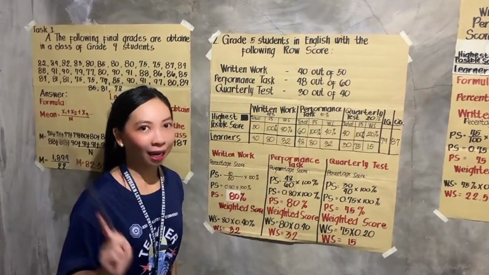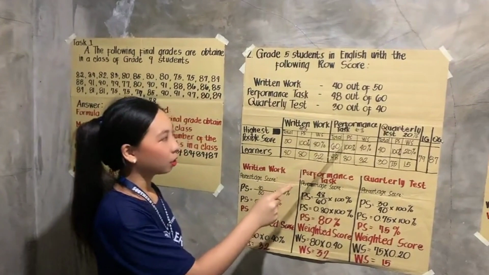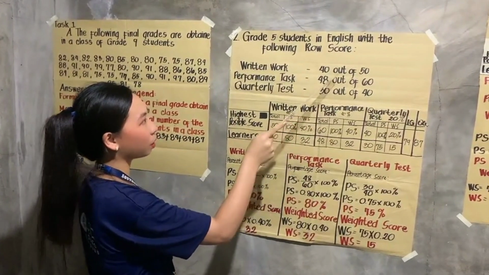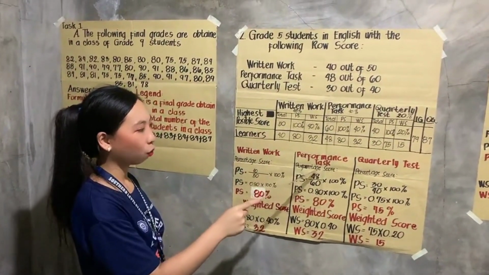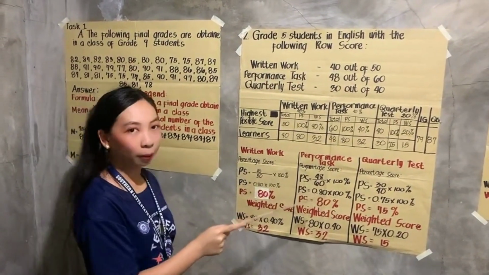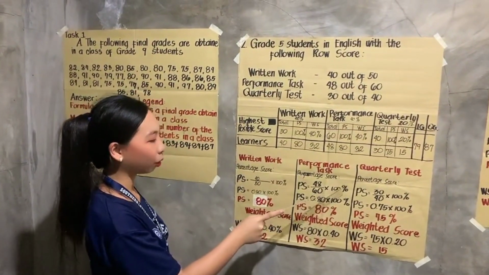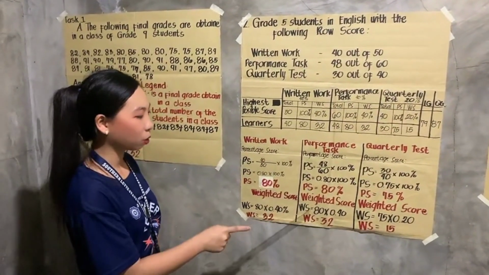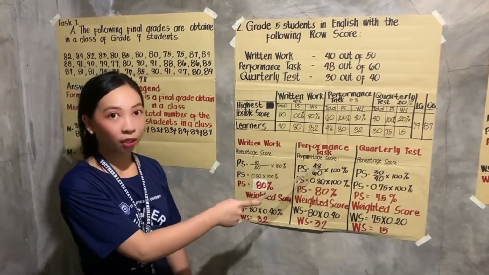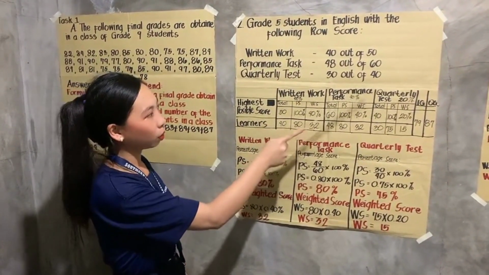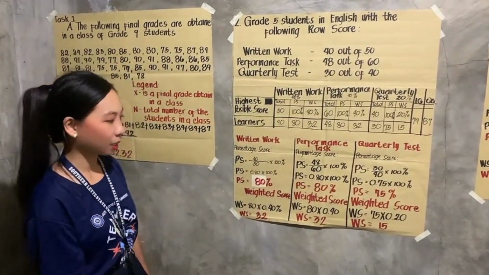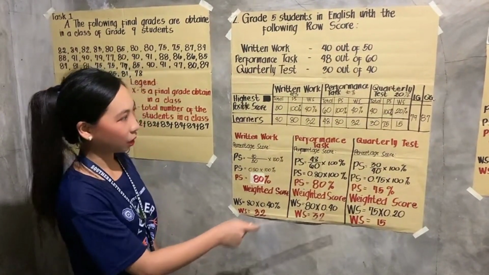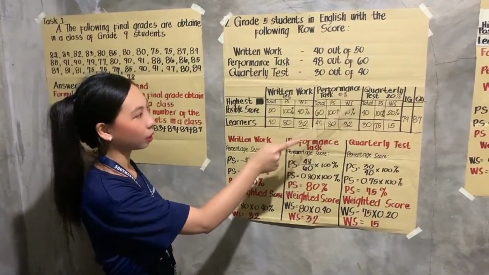So for the performance task, that would be 40%. The highest possible score is 60. Out of 60, the students got only 48. So 48 divided by 60, that would be 0.80. Multiplied by 100%, that would be 80%. In getting the weighted score, we're going to multiply the percentage score to the 40%, which is the performance task. So 80 multiplied by 0.40, that will be 32. That's why we put 32 as a weighted score in here.